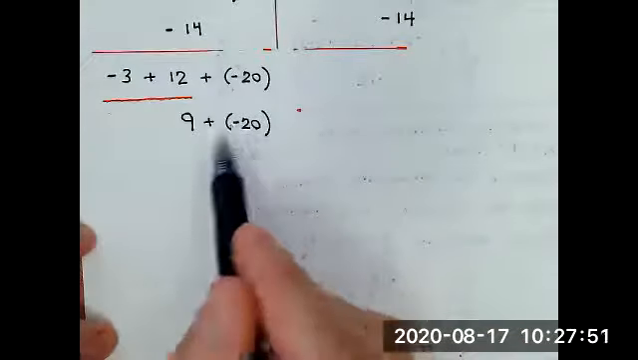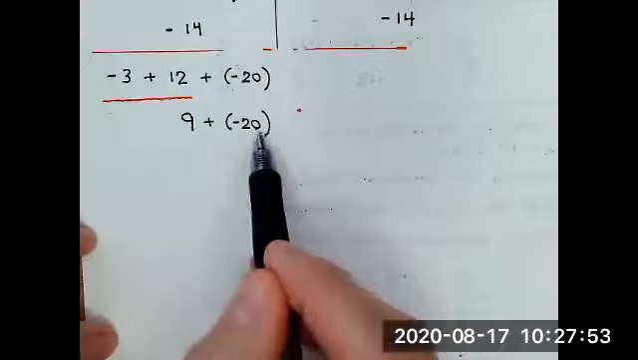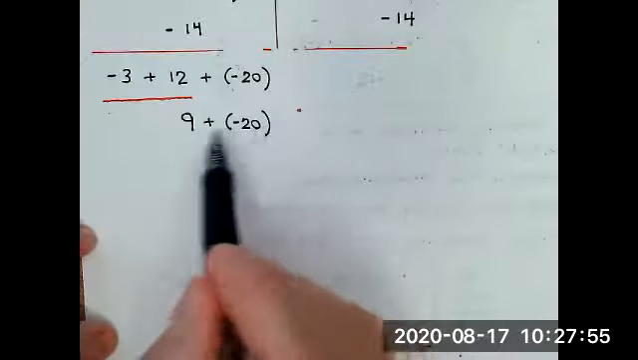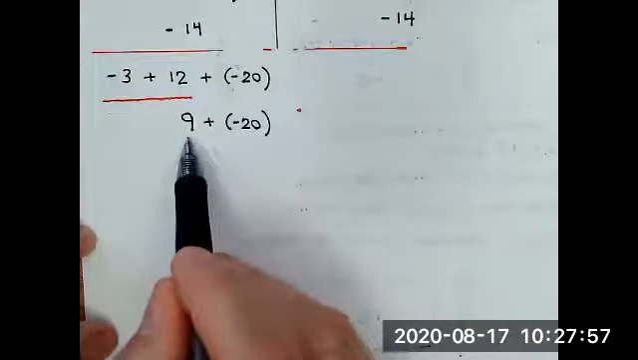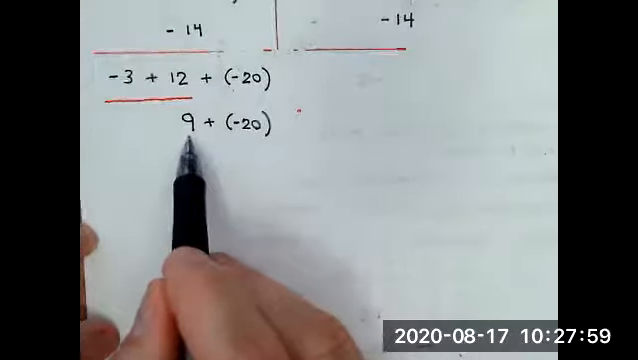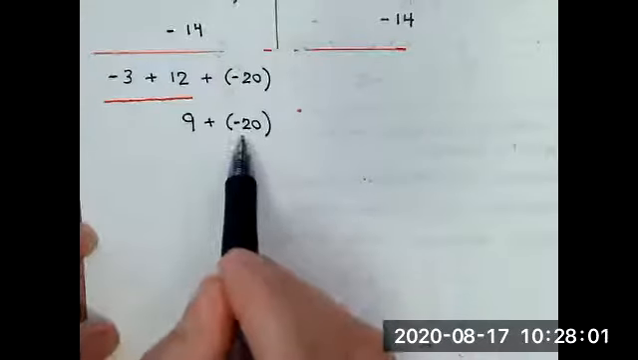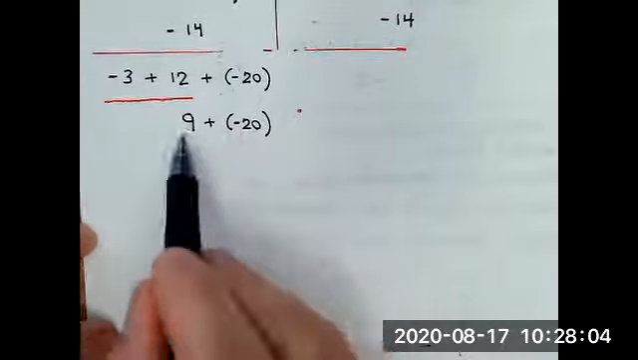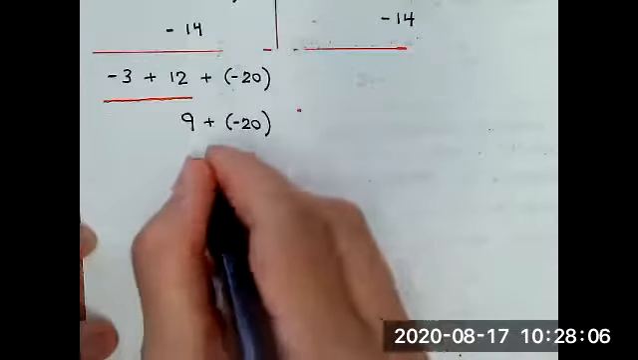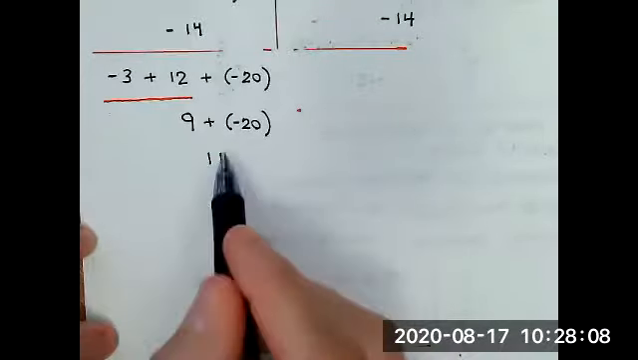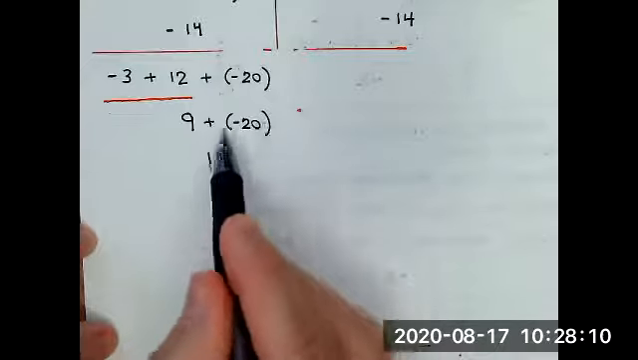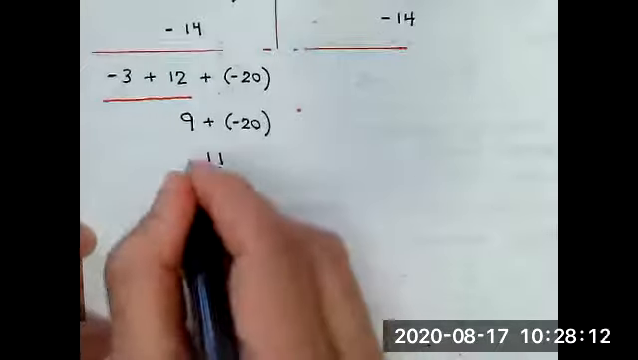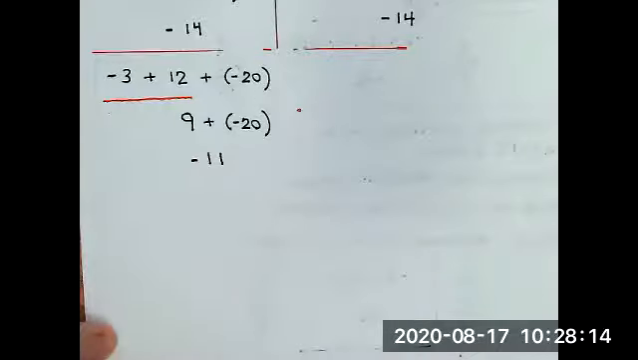And now let's finish it. Positive 9 and negative 20 have different signs. Subtract the absolute value of the smaller from the absolute value of the larger. So 20, take away 9 is 11. But because the absolute value of negative 20 is larger, the result is going to be negative. All right, you want to make sure you practice that a lot until it's second nature.